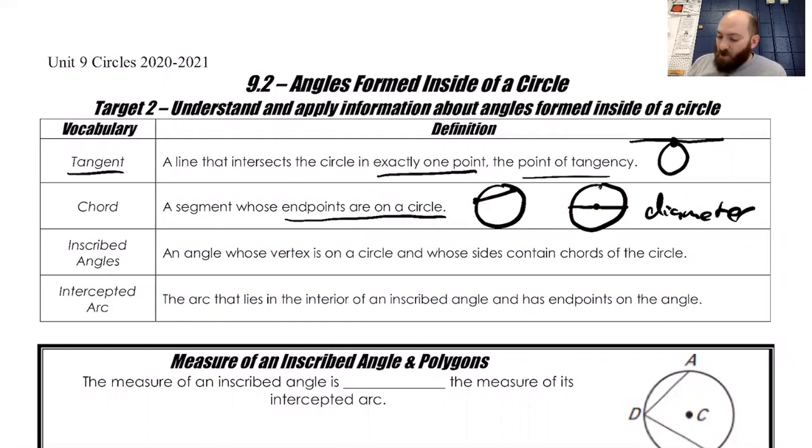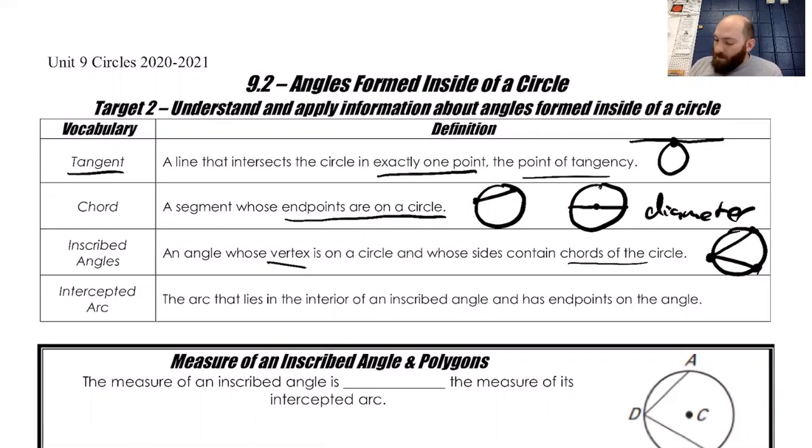All right, the next one's called an inscribed angle. That is an angle whose vertex is on a circle and whose sides contain chords of the circle. Okay, so that might sound a little bit weird, but basically what we're going to do is connect two chords like this. So all three points, the vertex and the two endpoints, are on the circle. This is an inscribed angle.